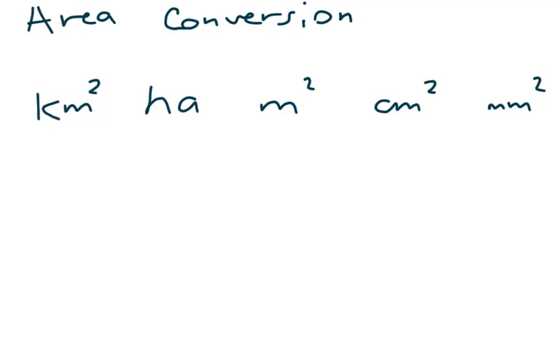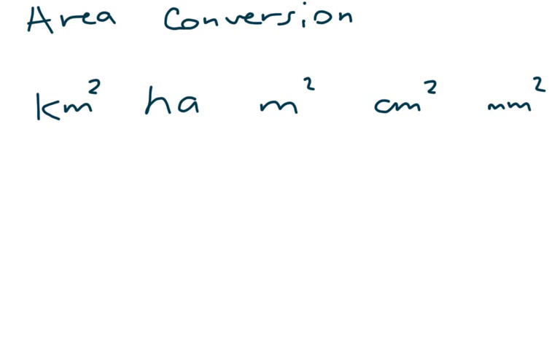Hi guys, in today's video we're going to be looking at area conversion. So this is another area or measurement conversion, but it's area as opposed to linear, which means it involves all of the space inside the shape. Perimeter was talking about the length around the shape. Area is all the space on the inside of a shape.